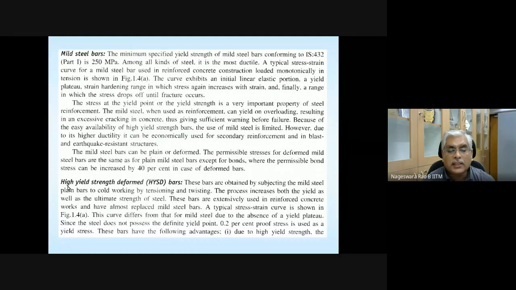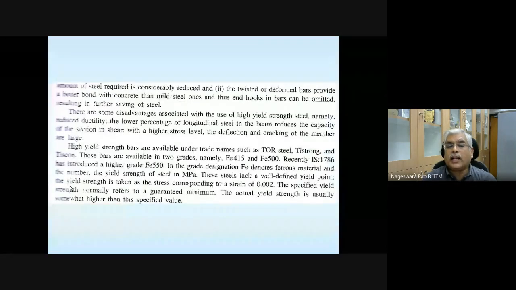This curve differs from that of mild steel due to absence of yield plateau. Since the steel does not possess a definite yield point, 0.2% proof stress is used as yield stress. These HYSD bars have the following advantages. Due to high yield strength, the amount of steel required is considerably reduced. The twisted or deformed bars provide better bond with concrete than mild steel.